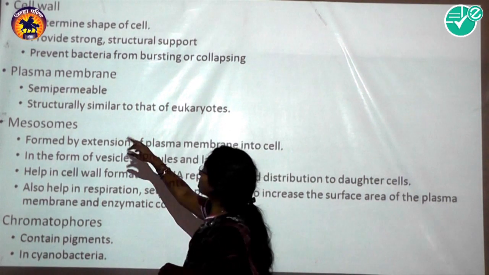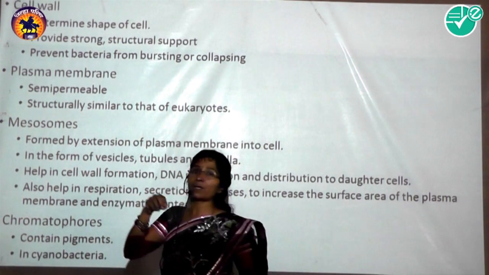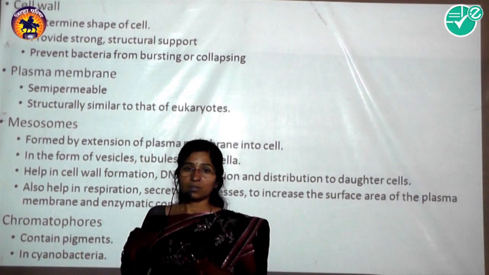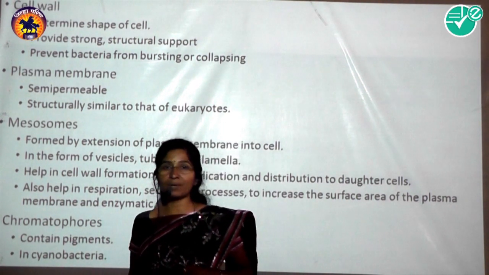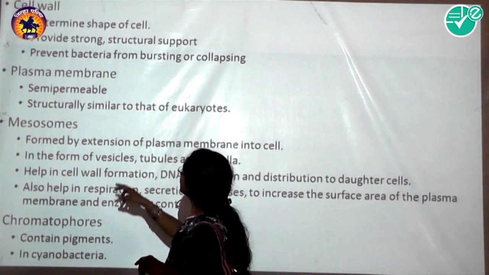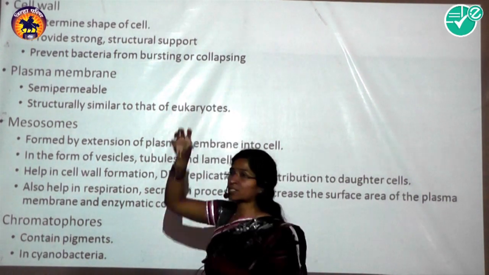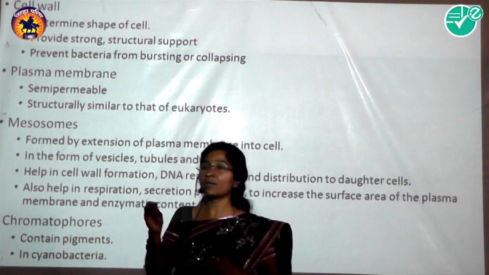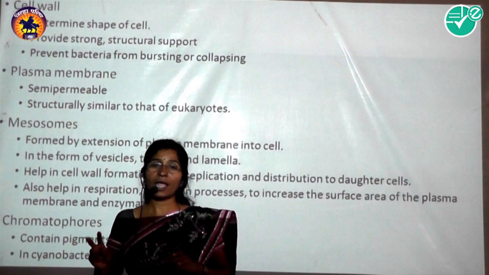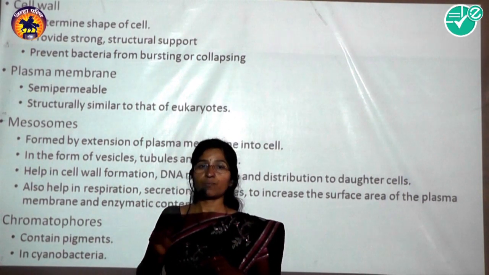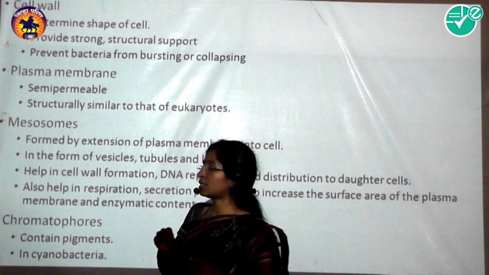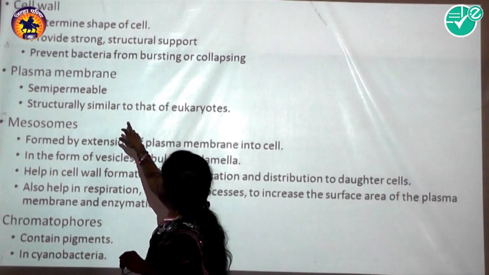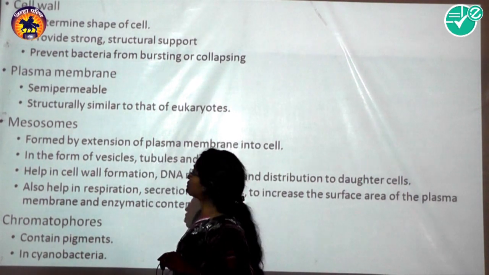Next, the plasma membrane. The plasma membrane is semi-permeable. Semi-permeable means it gives entry to specific substances. It is structurally similar to that of eukaryotic cells. The eukaryotic plasma membrane is made up of lipids and proteins, a lipid bilayer with proteins embedded in the bilayer. That is the structure of the plasma membrane in eukaryotes.